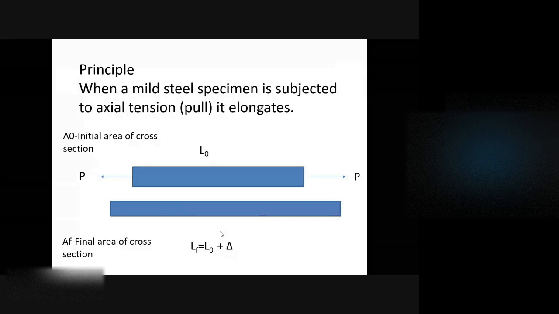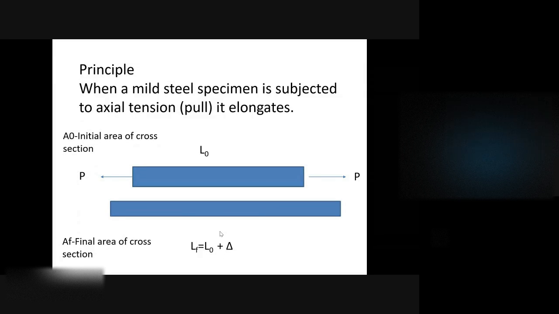The truss members will be subjected to direct tension. Then bridge components will be subjected to direct tension. Then cables will be subjected to direct tension. So in this case, the tensile strength is the most important property that we have to determine. Along with that, parameters like modulus of elasticity, etc., are very important and should be determined.